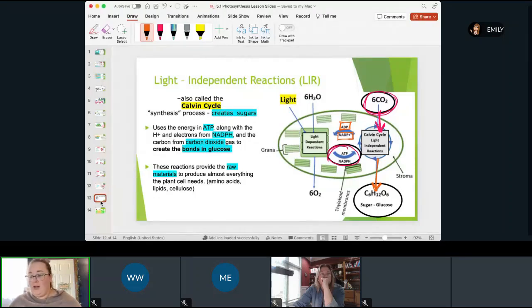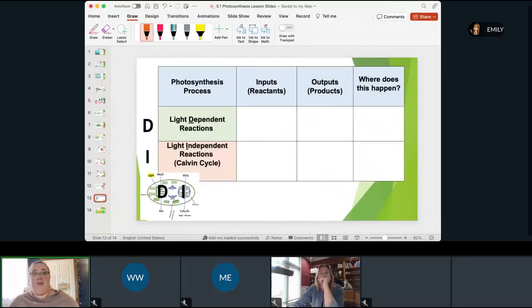So we're going to fill out this handy dandy table, which is going to help you have an overview of the process as a whole. I'm going to use 2 different colors here. The light dependent reaction.